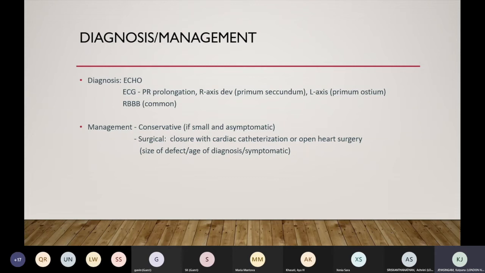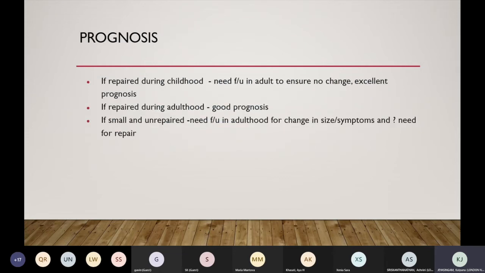So cardiac catheterization, as far as I remember, is a small catheter threaded through the femoral vein or femoral artery all the way into the right atrium, and it then goes through the hole between the right atrium and the left atrium, and then it has a balloon at the end, and it gets pulled against the septum and creates a seal, and in that way you close it. That's my understanding of the closure with cardiac catheterization, and it's less invasive than open heart surgery.